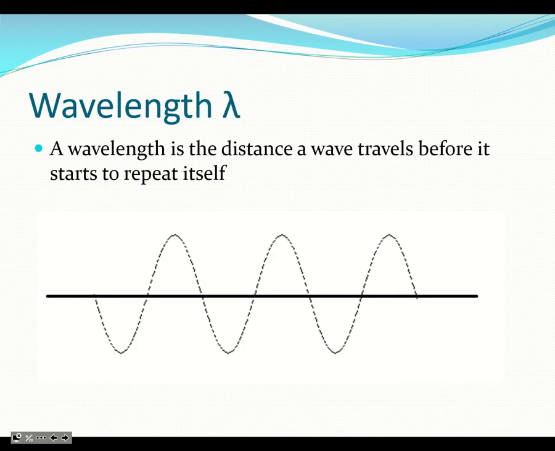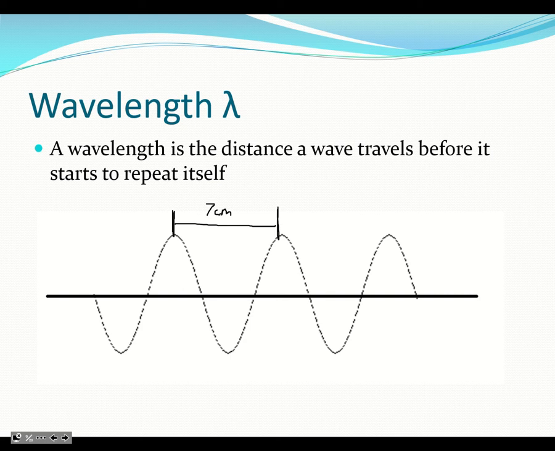So there are certain things with waves that you need to know about. You need to know what a wavelength is. A wavelength is the distance a wave travels before it starts to repeat itself. So if we measure the wave from here to here, and we took out a ruler and measured this distance, say this was 7 centimeters, well, that would be the wavelength.